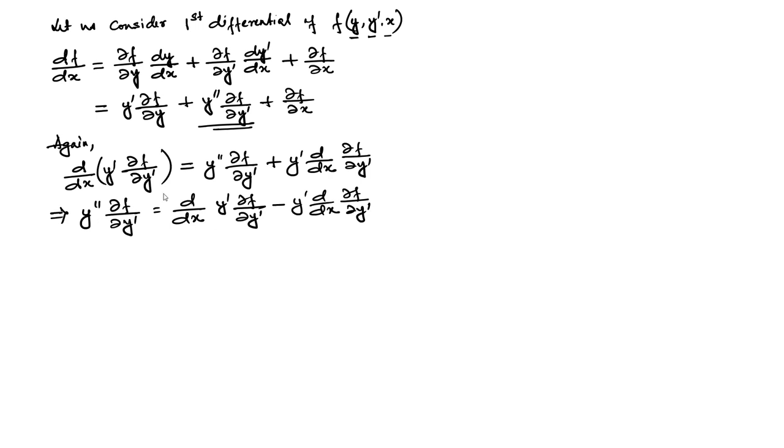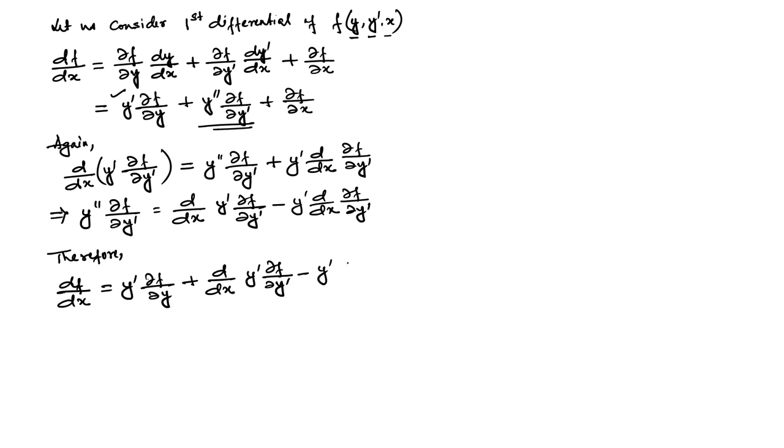Now, if we use this expression, then therefore, df dx will be equal to, the first term will remain as is. So, the first term we have y prime, then dou f dou y. In place of this second term, we can now modify that. So, we have d dx, then y prime dou f dou y prime minus y prime and then d dx of dou f dou y prime and then the last term that is dou f dou x.